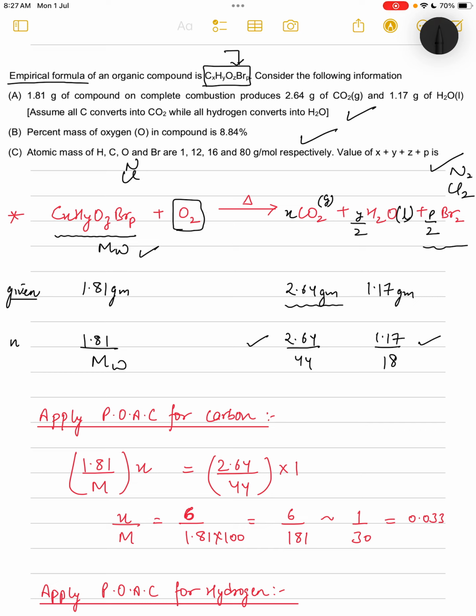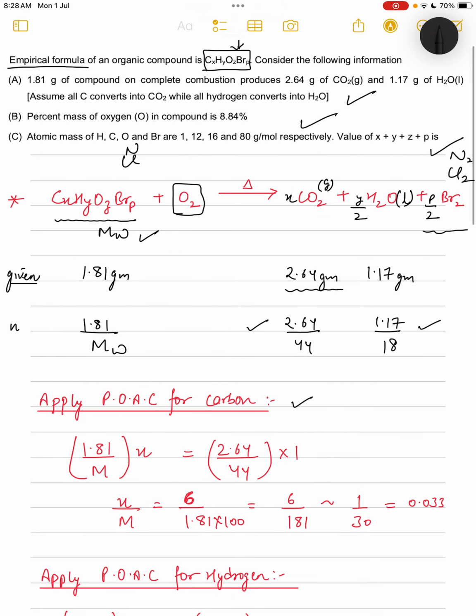Now comes the very important concept here, the principle of atom conservation. Principle of atom conservation basically says what? According to POAC, if we take any element in the chemical reaction, let's say we take the element carbon, the number of atoms of carbon on the reactant side will always be equal to the number of atoms of carbon on the product side. This is the meaning of the principle of atom conservation for any element in a chemical reaction. That is, for any element, its number of atoms on the reactant side should be equal to the number of atoms on the product side.